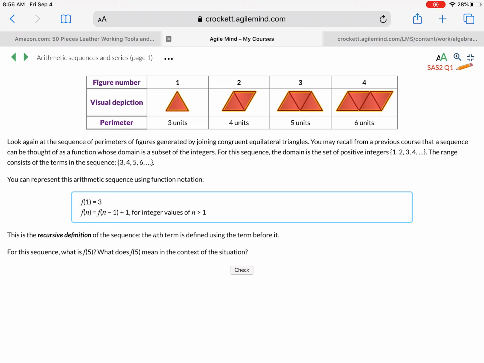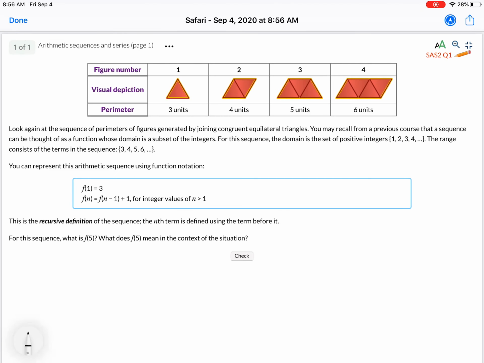All right, I had a few people ask me about a recursive definition. So I'm just going to talk through this real quick. A recursive definition is just the term that is before it. So remember I said anytime you see n minus 1, you were just looking for that term before it. So let's use this example so I can show you. We have f of 1 equals 3. Right here, I put in a 1 and I get out a 3.